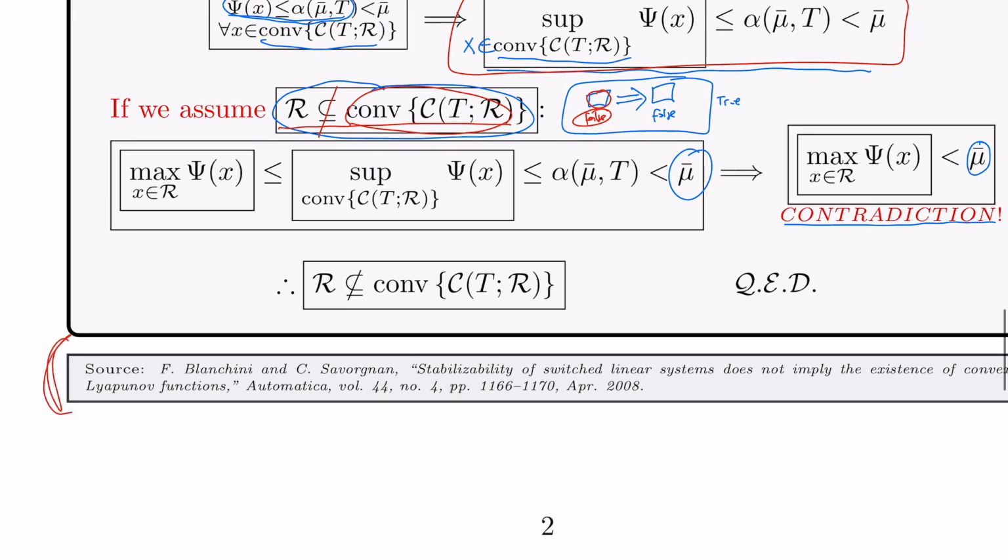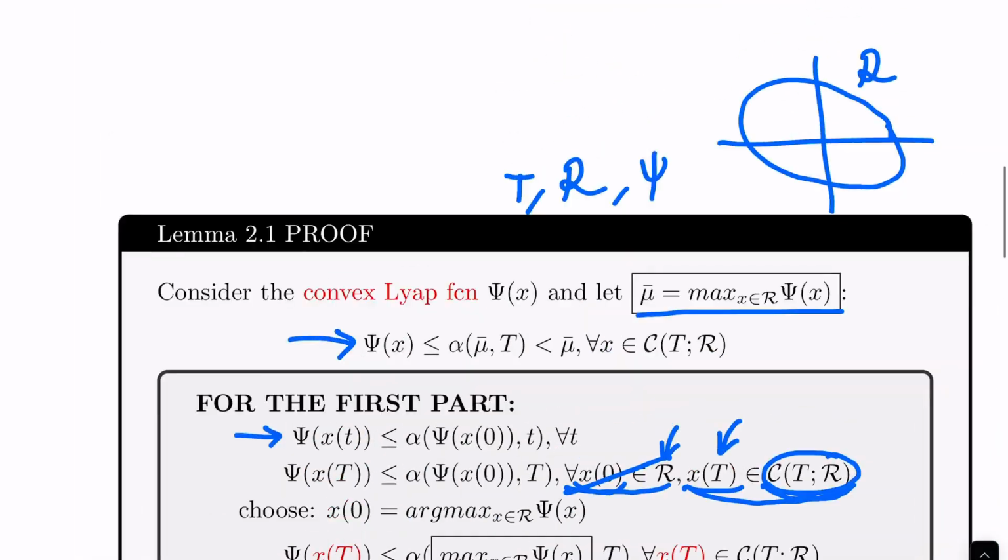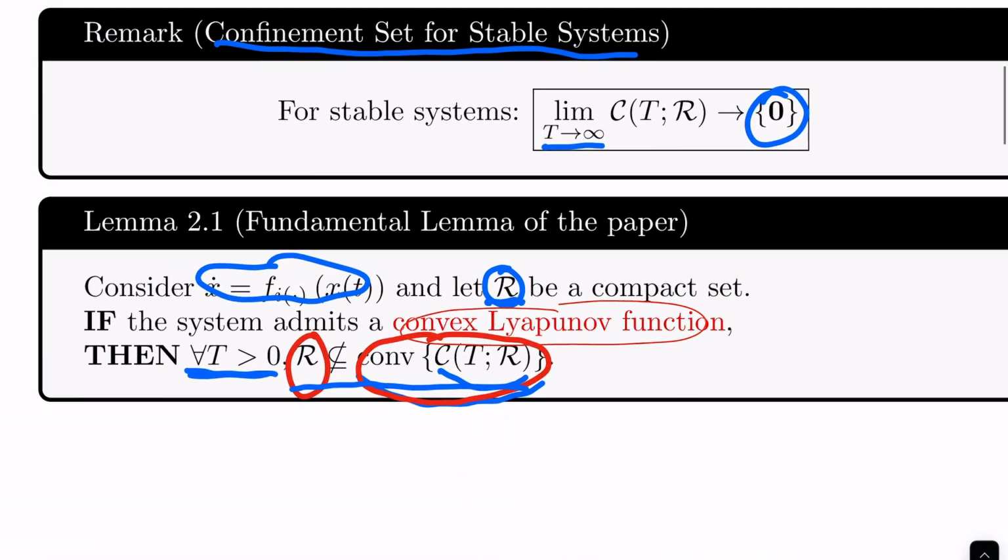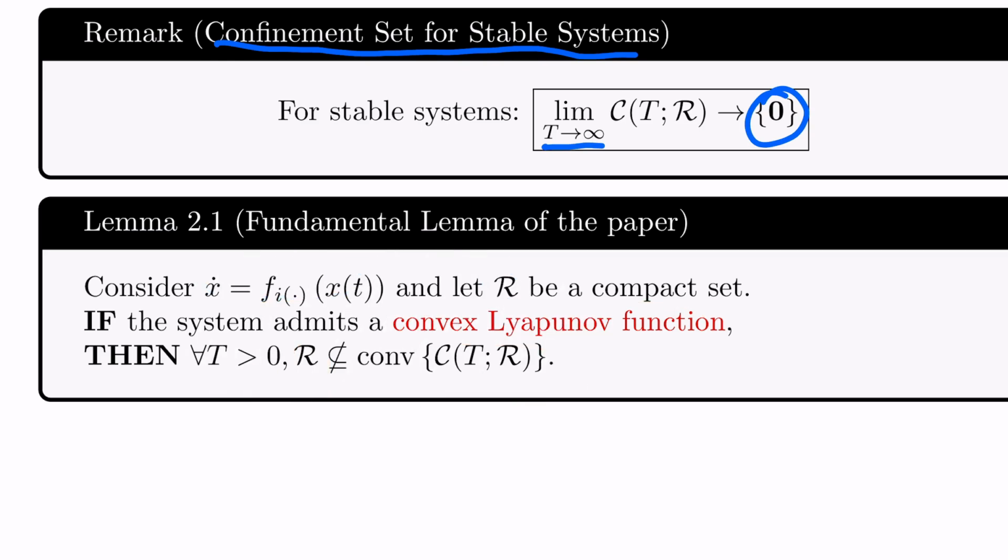So this was the proof, and for completeness, let's go through the lemma one more time. So we have a dynamic system, and then we have a set of initial conditions. It should be compact. I'm sure there must be a reason for that. And if the system admits a convex Lyapunov function, then for all t, basically this convex hull of this confinement set will not cover that set R of initial points. That is it. And if we have a convex Lyapunov function, this situation will not happen.